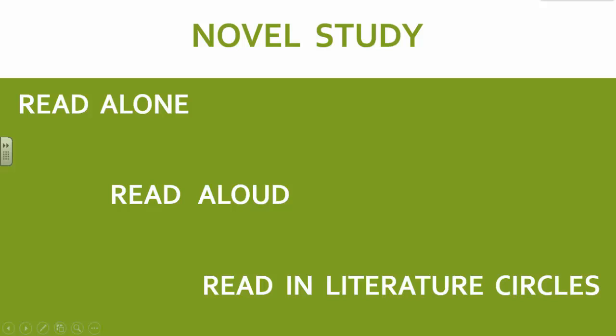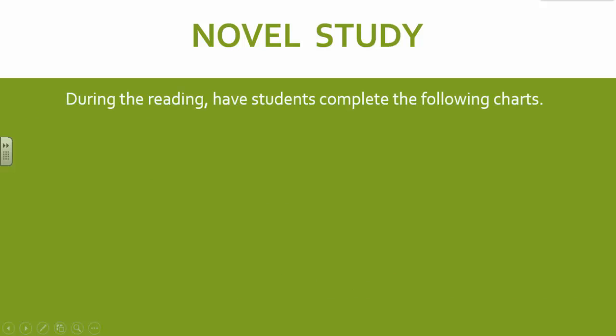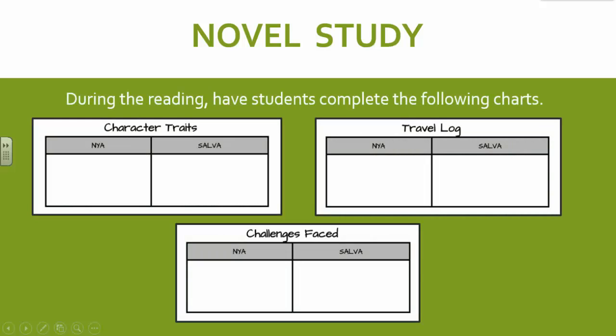Chapters can be assigned 2 at a time. One chapter will be about Nya, and one will be about Salva. These charts could be completed as students read. This will help students organize their thoughts and make connections between the characters.